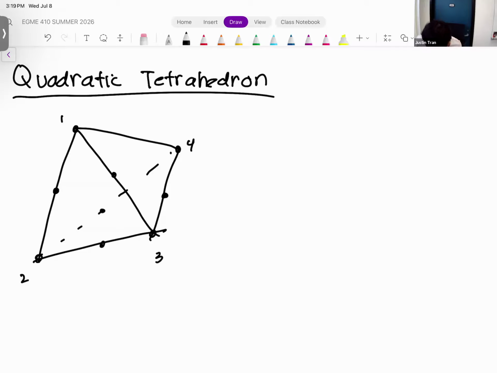Excuse me, that's going to add... 5, 6. Can't count the number of edges. 6, 7, 8, 9, 10. Okay, so we have 10 nodes overall. That means our shape function will have 10 terms associated with it. All right, so if you go ahead and write out our shape function, which again is a function of x, y, and z.